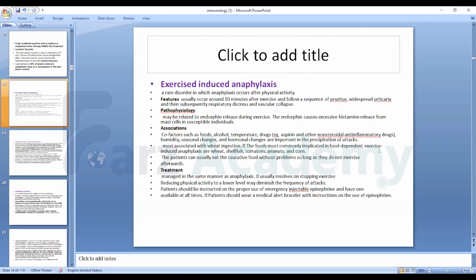Towards the treatment, manage in the same manner as anaphylaxis; it usually resolves on stopping the exercise. Reducing physical activity to a lower level may diminish the frequency of attacks. Patients should be instructed on the proper use of emergency injectable epinephrine and have one available at all times. Patients should wear a medical alert bracelet with instructions on the use of epinephrine.